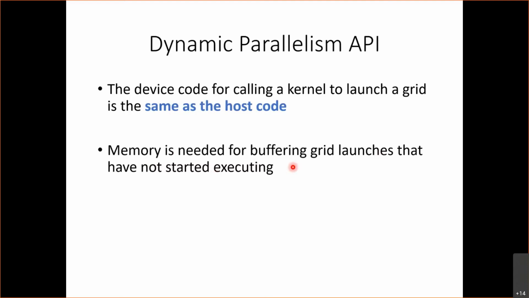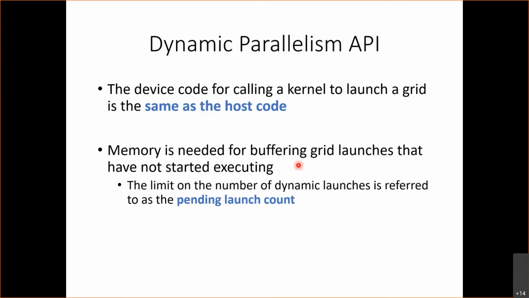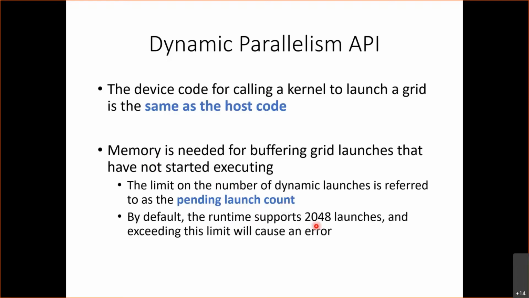Because the memory that we're going to provide for launches is limited, there's going to be a limit on the number of dynamic launches that we can have. This limit on the number of dynamic launches is referred to as the pending launch count. By default, the runtime supports 2048 launches, so by default it lets me launch 2048 grids dynamically from the GPU.